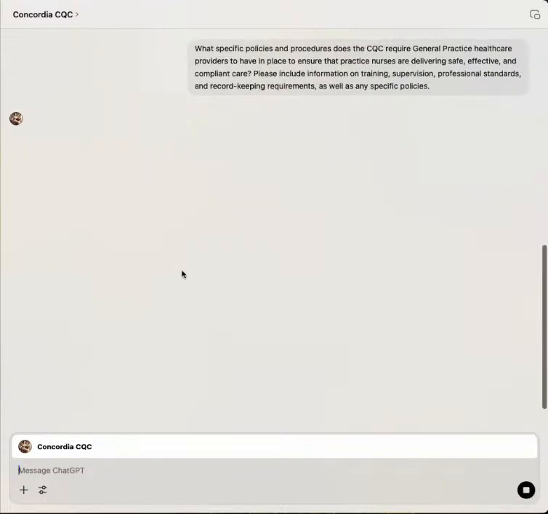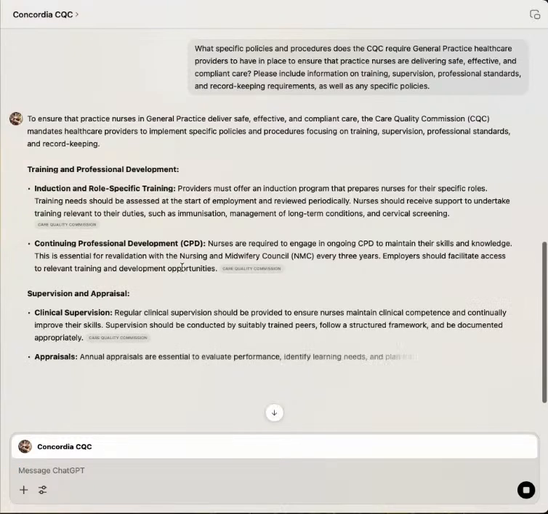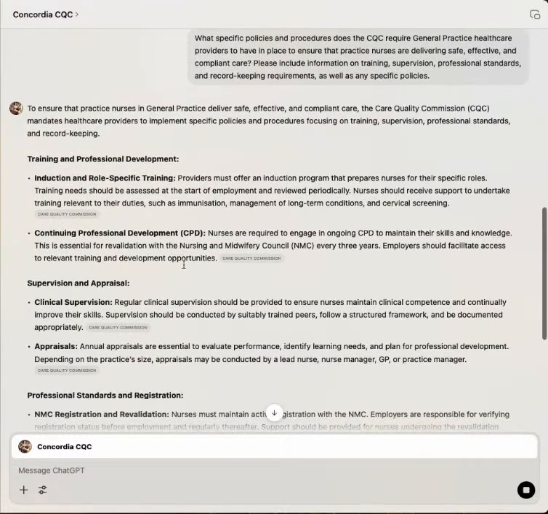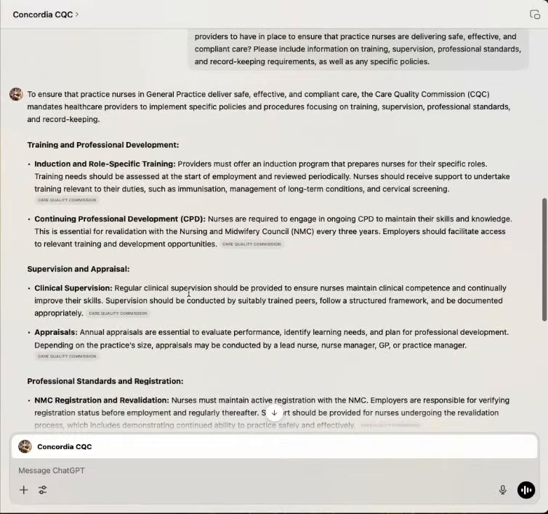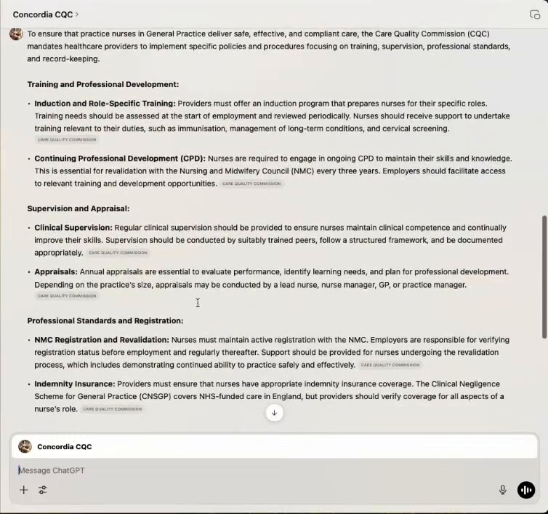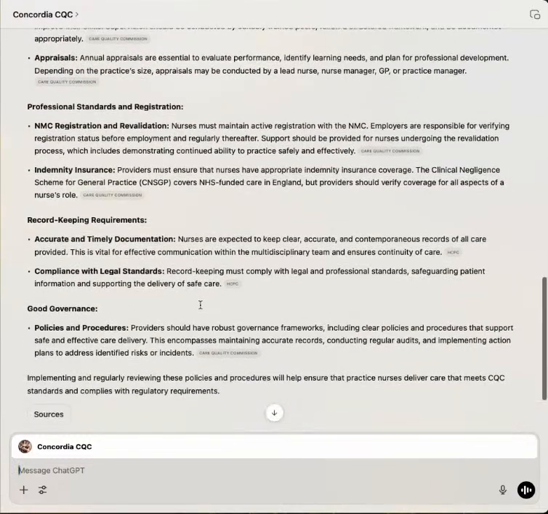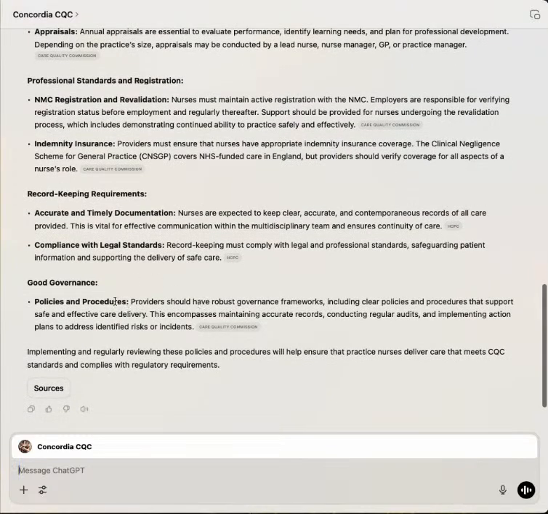So again, Concordia is just going to digest what you've requested, and let's see if we get something that's a little more... Yeah, okay, so we're definitely looking more specific now. Throwing in the training, supervision and record keeping has definitely given us a different response to the one that I want, which is around this here, this good governance. So let's send Concordia down that route.